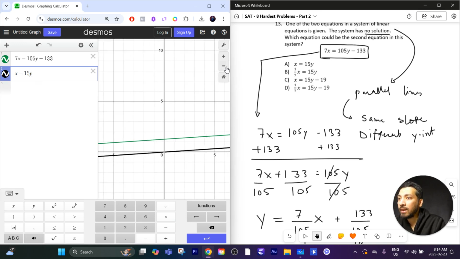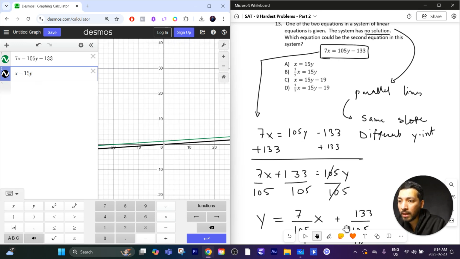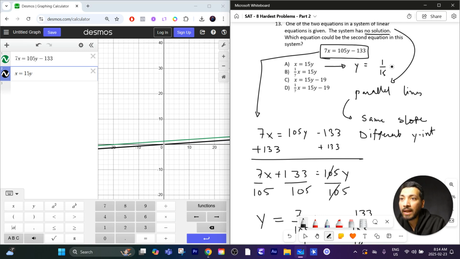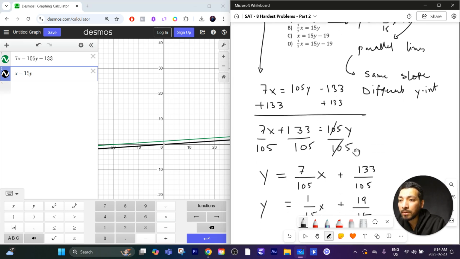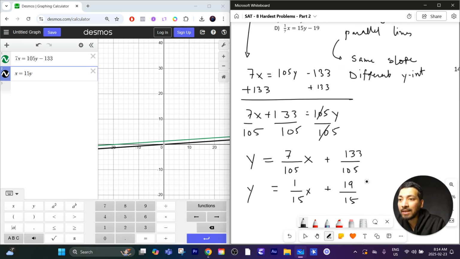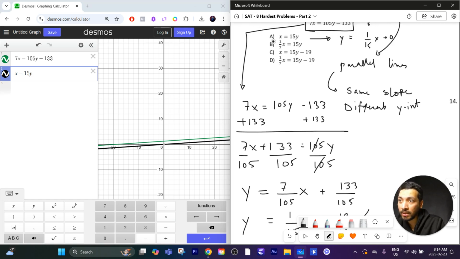Now the reason here is for x equals 15y, if you write it in slope-intercept form, we get y is equal to 1 over 15x. And we see that we have the same slope, but this one has a y-intercept of 0. So they have different y-intercepts. So this one has 19 over 15, and this one has 0. So that's why option A is the right answer. I hope that makes sense. If you have any questions, let me know.